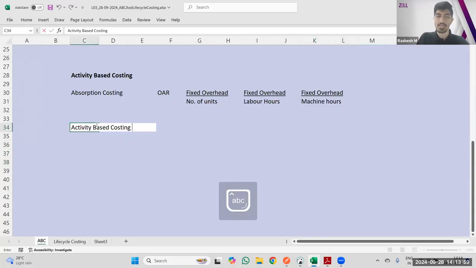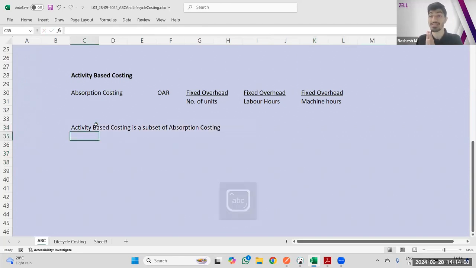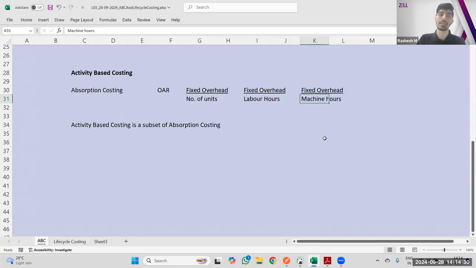Activity-based costing, guys, is a subset of absorption costing. The core idea of activity-based costing remains absolutely the same. What we find as an overhead absorption rate, everything remains the same. But the only focal point is, rather than using something like labor hours or machine hours, you try and find out what is truly causing a cost to occur. So let's take an example.